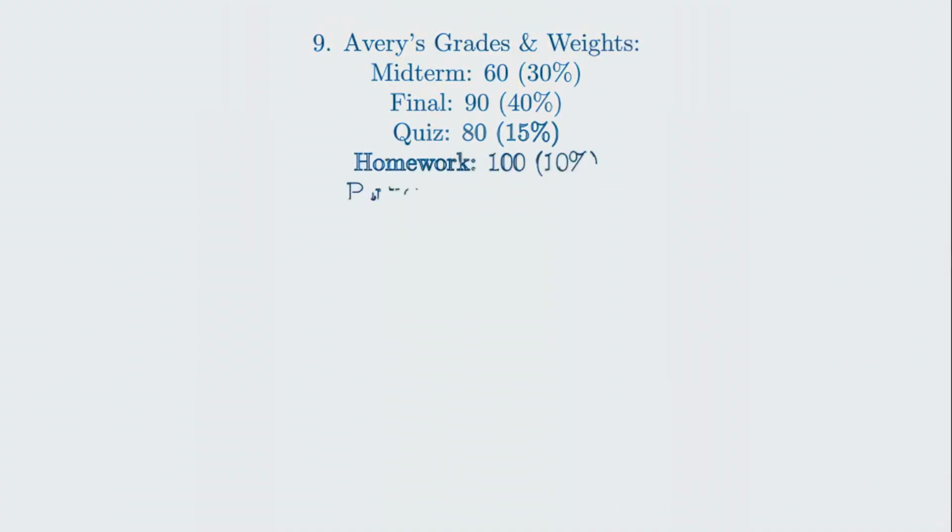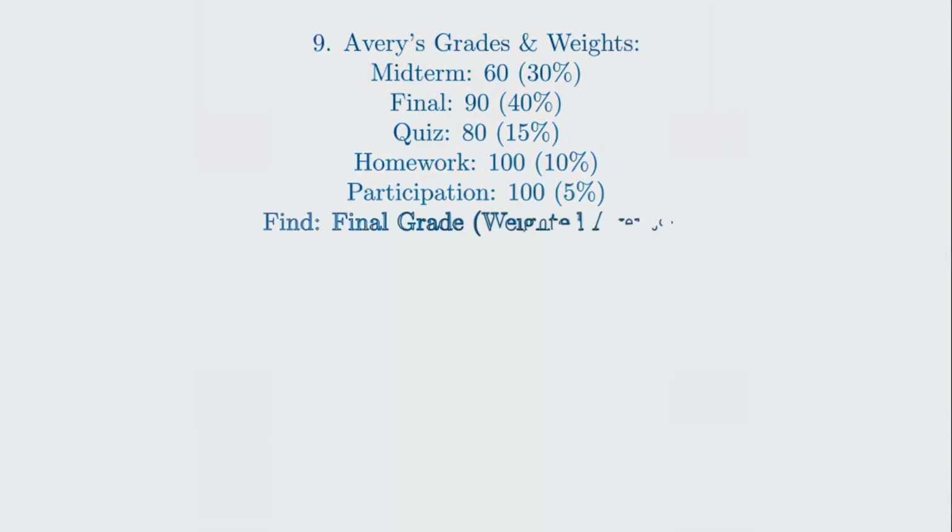Problem 9 is a weighted average calculation, a common task in many areas of life, including academic grading. We have Avery's grades in a math class: 60 for the midterm, 90 for the final, 80 for a quiz, 100 for homework, and 100 for participation. The grading policy assigns a different weight or percentage to each component. We need to find Avery's final grade, which is the weighted average of these scores.